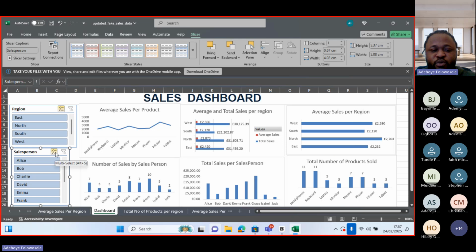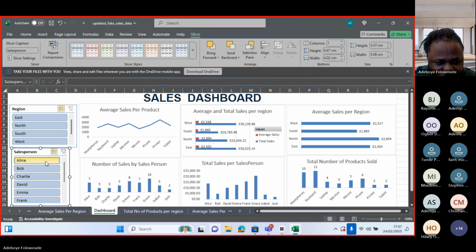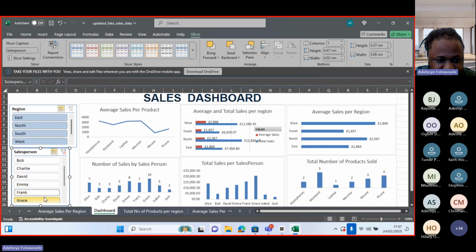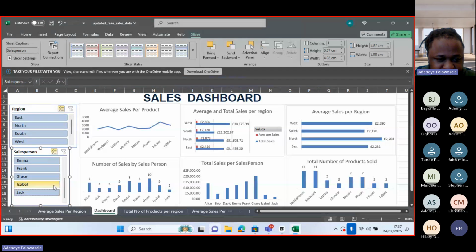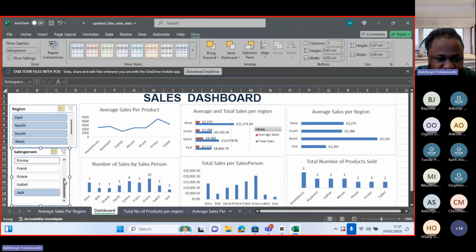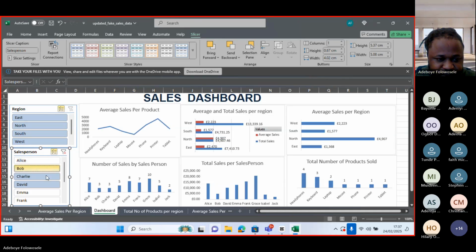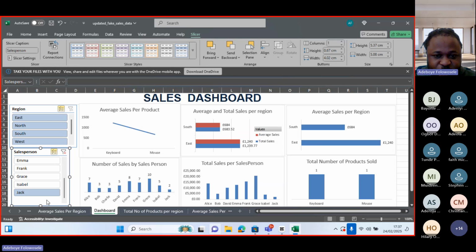So let me enable multi-select. If you want to enable multi-select, you click on this. So let me unselect all now. You can see that they are all changing. The ones that I wanted to change are changing already. So if we want to look at the report card for Jack alone, let me unselect all. So now this is the report card for Jack alone. So that means that he only sold keyboard and mouse.